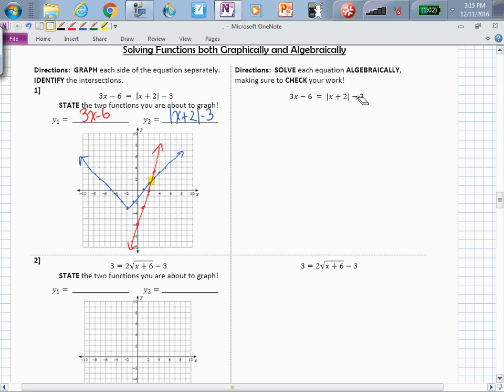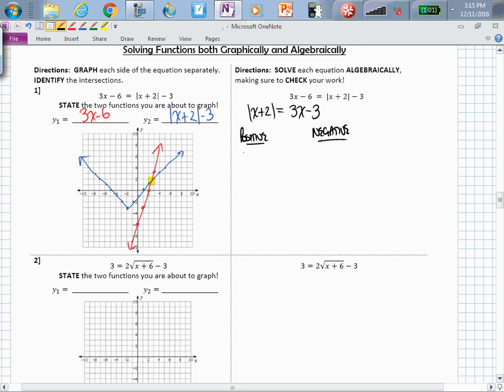So I have to solve. Now, this is an absolute value, so depending on how this line crosses it, there could be two answers. I have to check for both, just in case I did my graph wrong. So this becomes the absolute value of x plus 2 equals 3x minus 6, minus 3. I'm going to move that negative 3 over, makes it positive, negative 6 plus 3. So I have a positive case, and I have a negative case. I have to do both, and then I'm going to check.